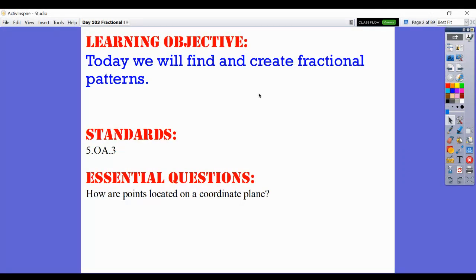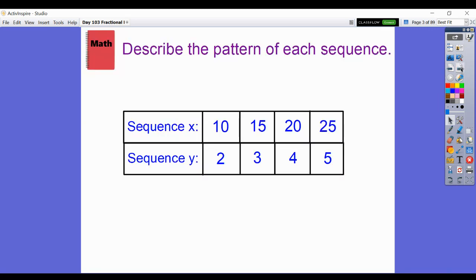Learning objective: today we will find and create fractional patterns. The standard is 5.OA.3. Essential question: how are points located on a coordinate plane? And that's what we've been working with the last few lessons. Describe the pattern of each sequence.